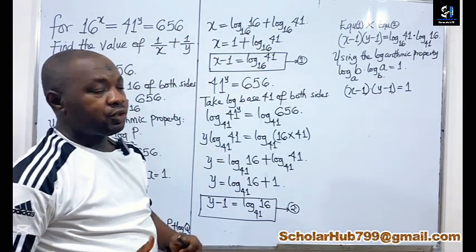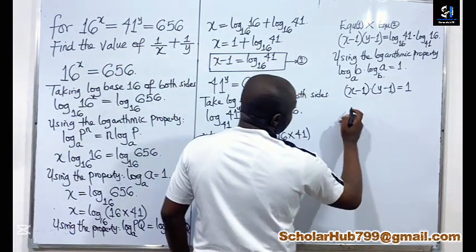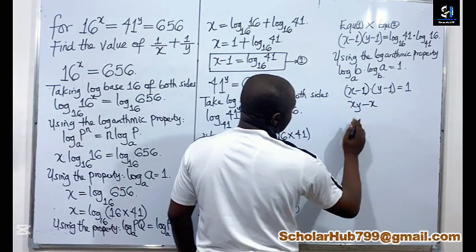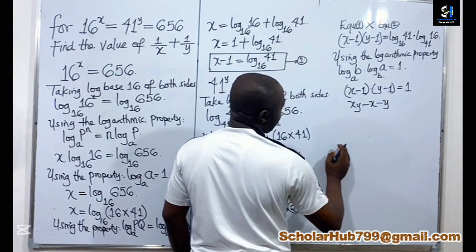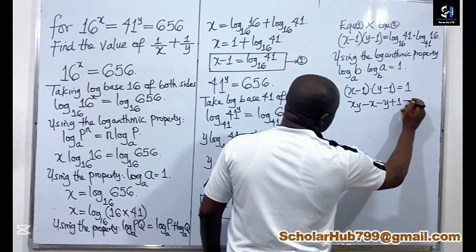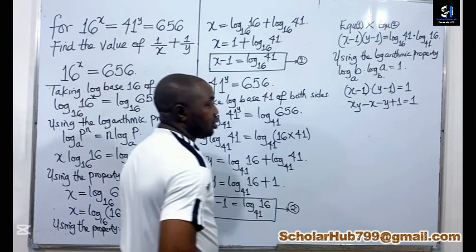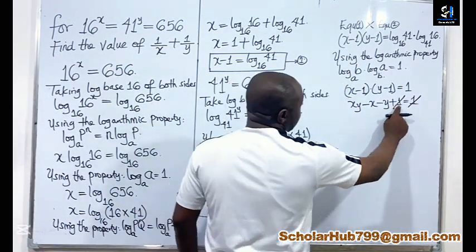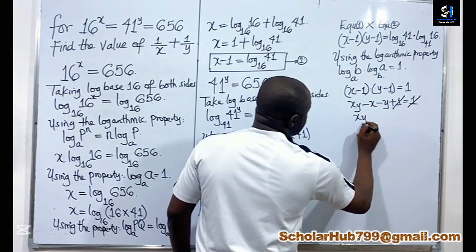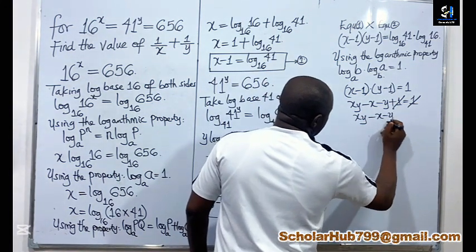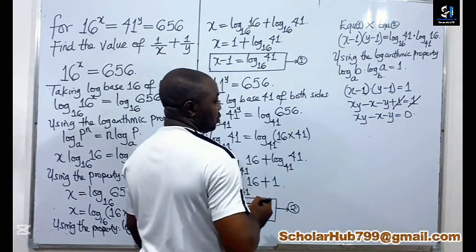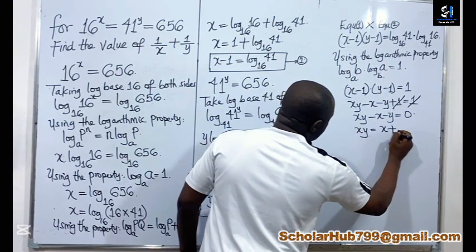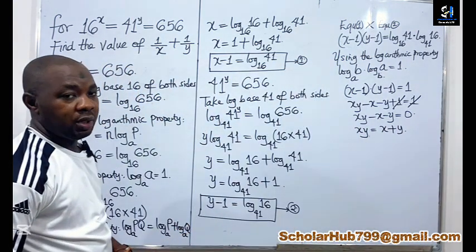So now let's expand the parentheses. x times y is xy, x times negative 1 is minus x, minus 1 times y is minus y, and minus 1 multiplied by minus 1 is plus 1, and all will be equal to 1. So 1 minus 1 is 0, and this will be xy minus x minus y equals 0. Now let me carry this over to the other side, so xy equals x plus y.